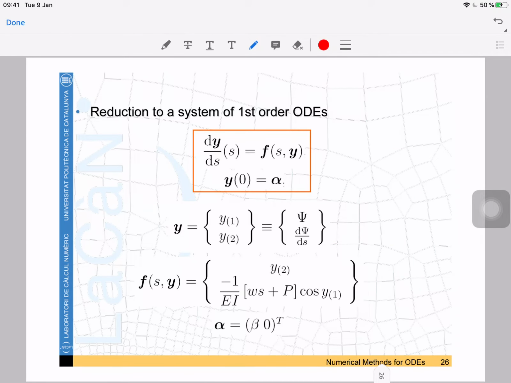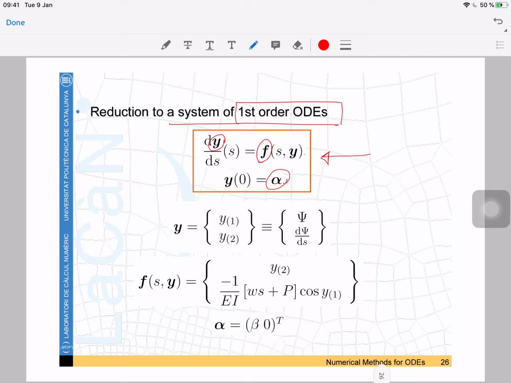As before, we can reduce our second order ODE to a system of first order ODEs. So basically the first order system can be written in this form. This is again the same as before. We discussed this before. So we have to define a vector y, the bold y, and also the f, with some initial conditions alpha.